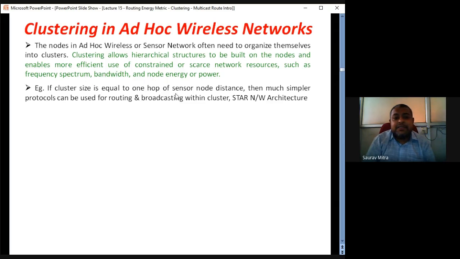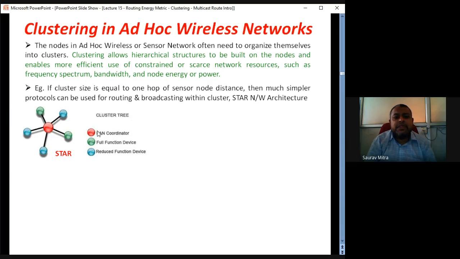If the cluster size is equal to one hop or sensor node distance, that means there is a sender node at the center and there are receiver nodes surrounding it. That is called a star kind of structure. So, one hop distance. The sender node is at the center and all the receiver nodes are at the circular periphery. In that case, with a star architecture, it becomes very simple to transmit, broadcast, or route data from the transmitter to the receiver.